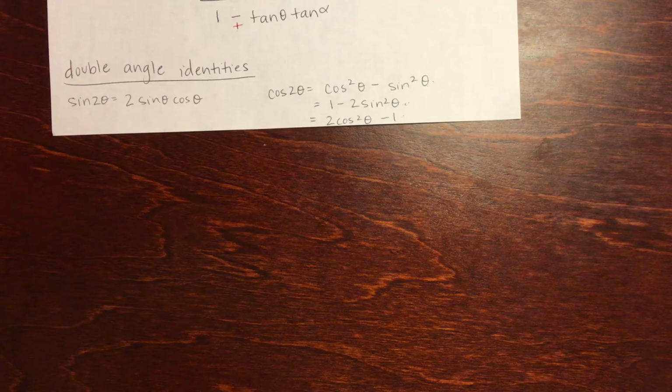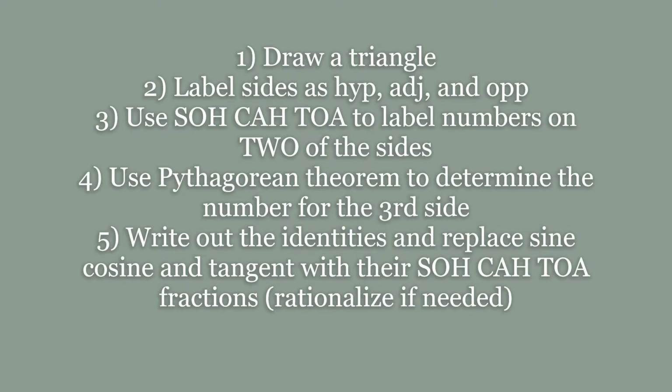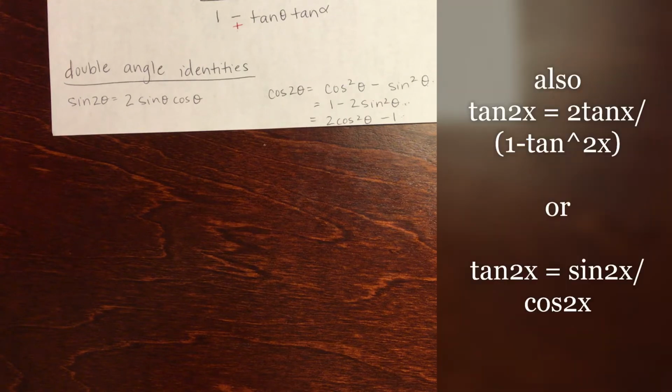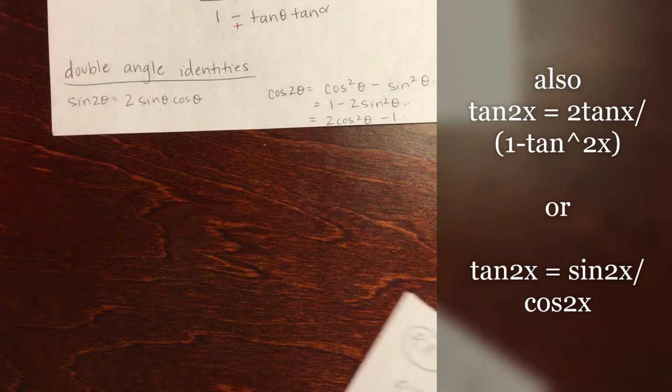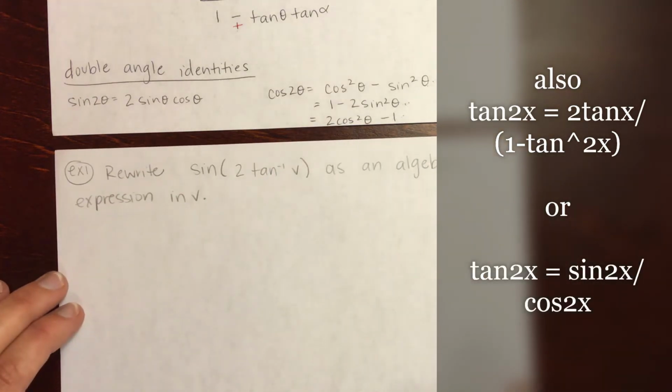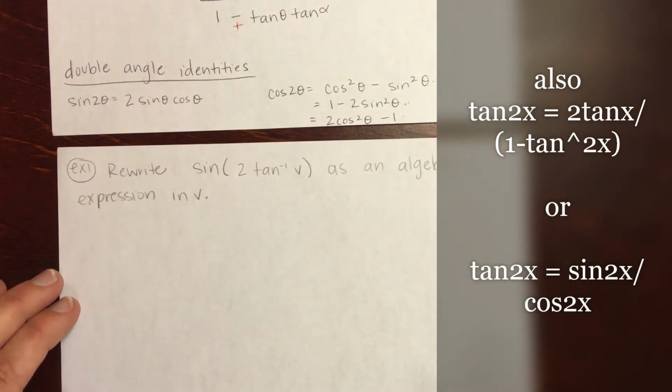Reminder, here are the steps we've been using when we use triangles to solve problems. And here are the double angle identities that we're going to use in this video. Today we are going to work through problems like this, where we don't have numbers necessarily, we have letters mixed in.